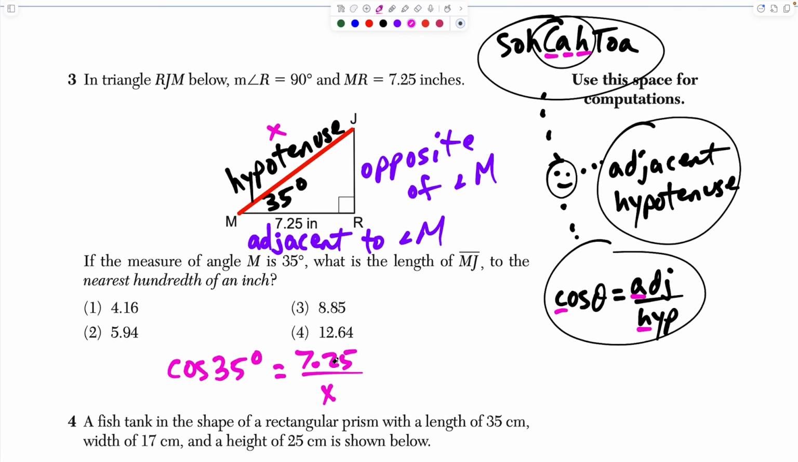Now, this algebra sometimes could throw students off, but just know you can use a cool technique here. My coworker gave this the name the swap. Okay, you could just swap the X and the cosine 35 and say X is equal to 7.25 over cosine of 35 degrees. Okay, and the rest I'll just type in the calculator.